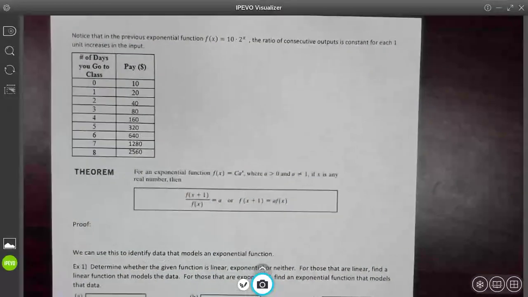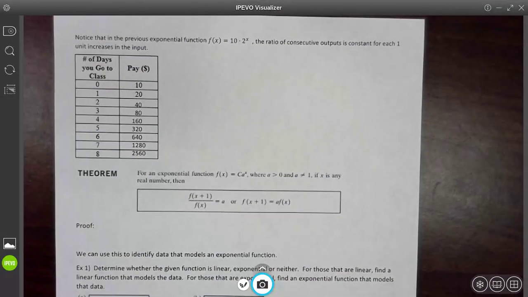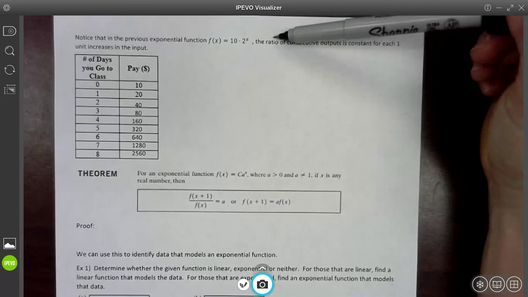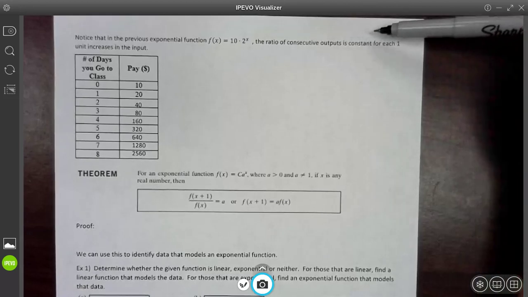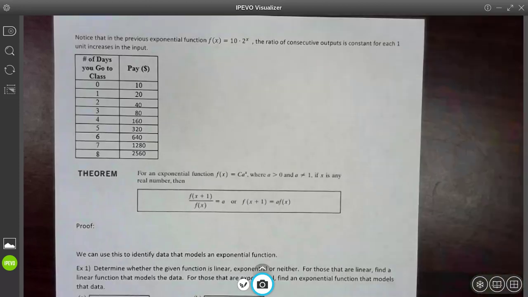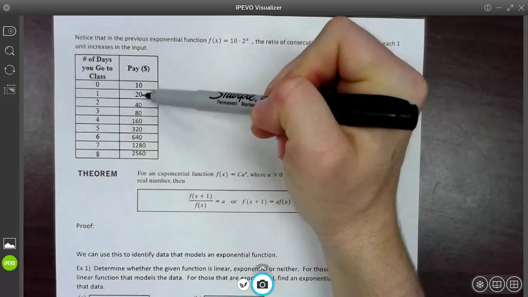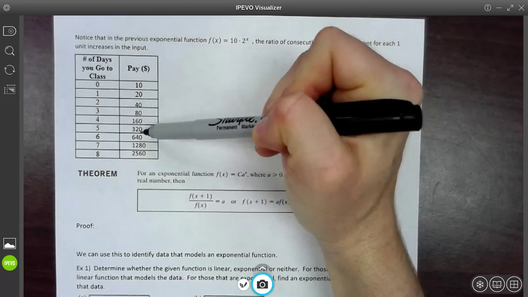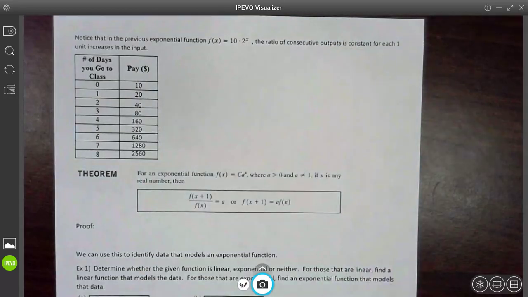So if that's how an exponential function works, then we want to be able to identify an exponential function from a non-exponential function just by looking at the data. All right, so notice that in the previous exponential function where our money was doubling, f of x equals 10 times 2 to the x, the ratio of consecutive outputs is constant for each 1 unit increase in the input. So if you look at your back-to-back outputs, 10 and 20, 20 to 40, 40 to 80, 160 to 320, 320 to 640, they should show the ratio that is your growth factor if it's an exponential function.